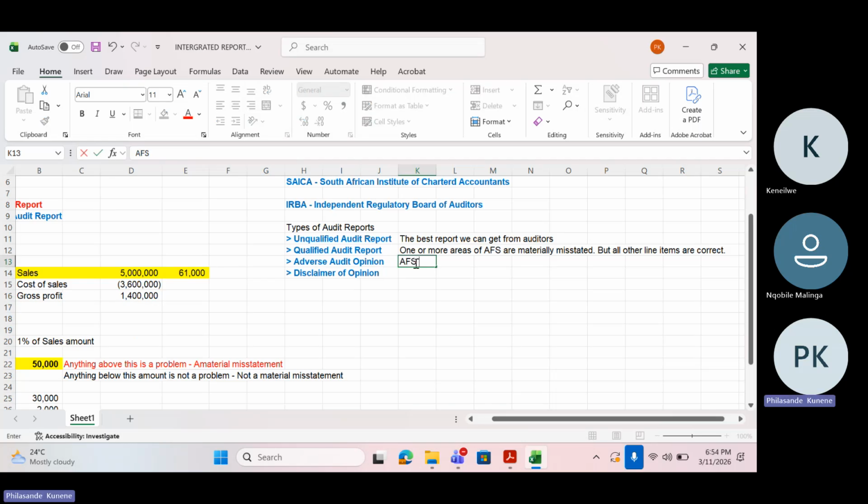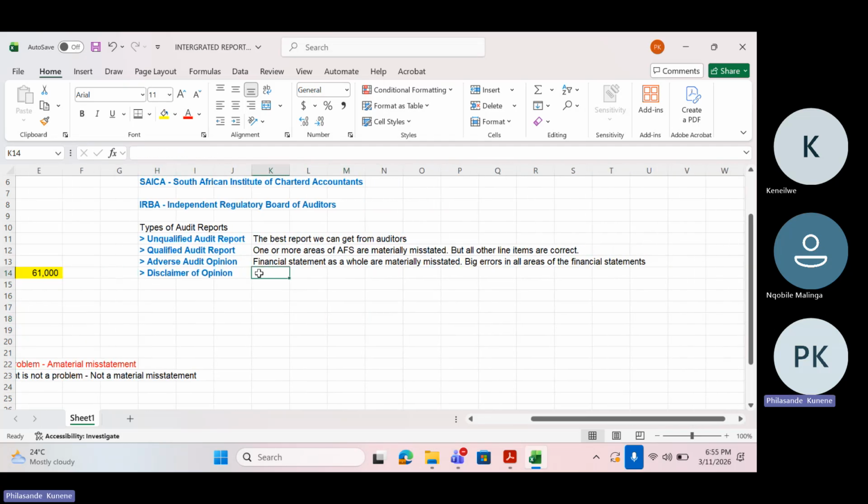Adverse: the AFS as a whole are materially misstated, which means there are big errors in all areas of the AFS, big errors in all areas of the financial statements. When I'm saying AFS, I mean annual financial statements. Financial statements as a whole are materially misstated, okay?